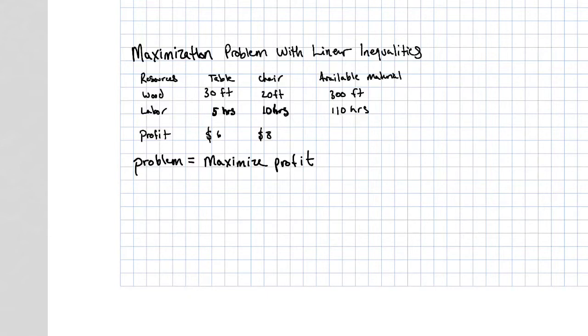Now, for each table that we make, we get $6 in profit once we sell it. And for every chair that we make, we get $8 in profit once we sell it. So our goal is to maximize the profit, given the constraints of the available material.